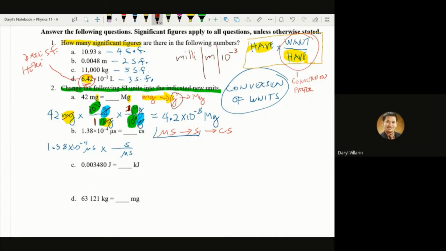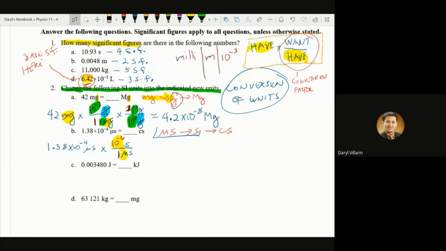And then take note of the value itself, the conversion factor. 1 microsecond is equivalent to, if you look at your table, the multiplier of micro, which is 10 to the power of negative 6. So again, if you can see, I just replace my micro with 10 to the power of negative 6.